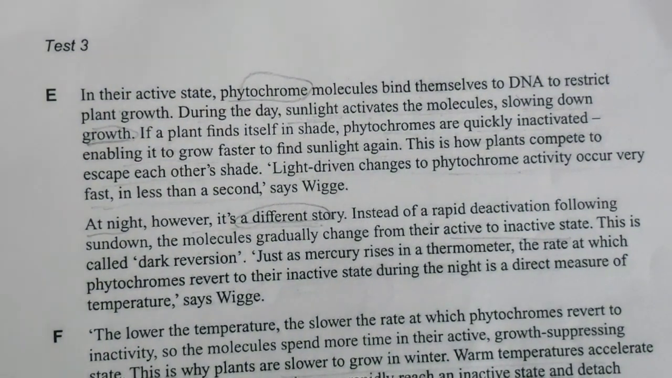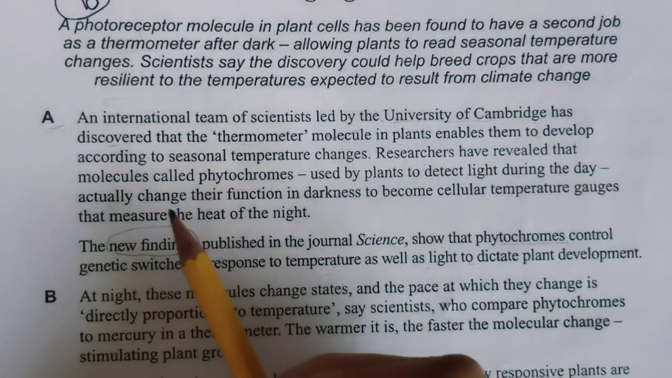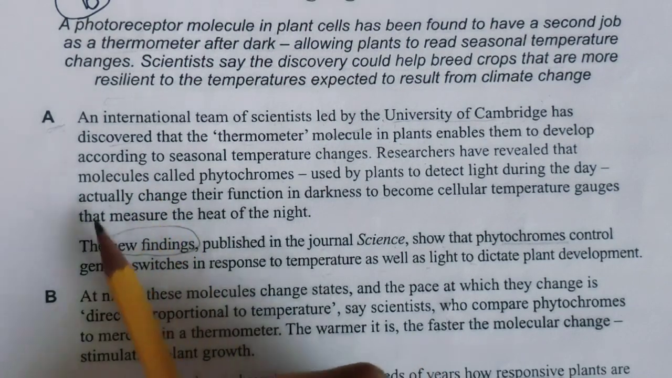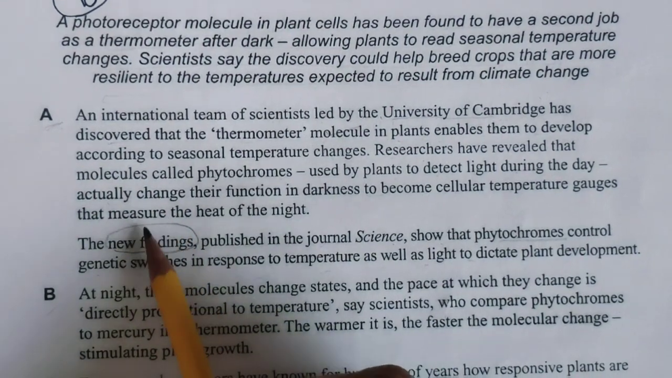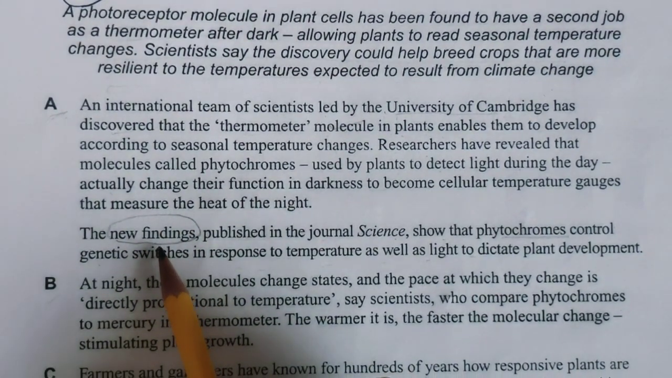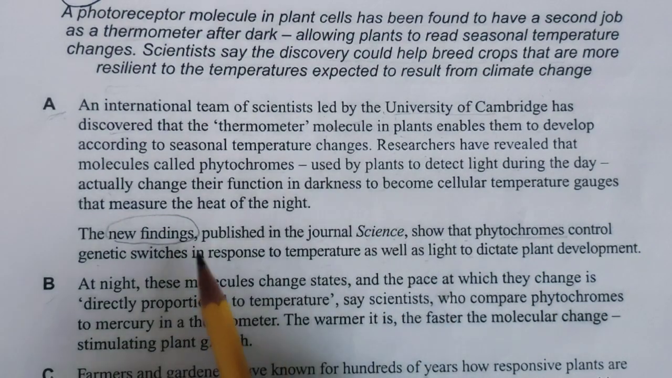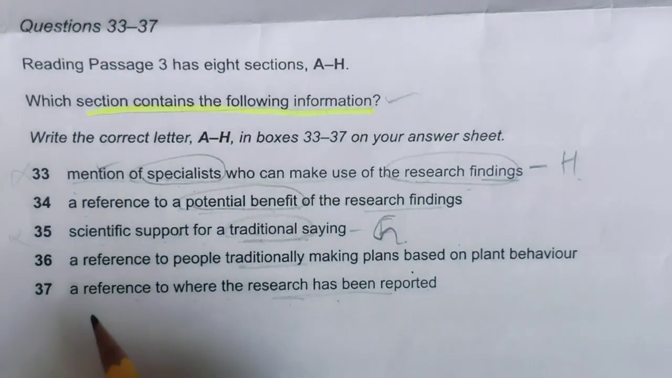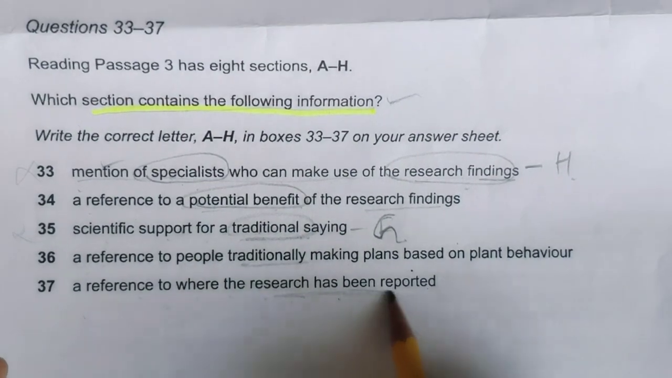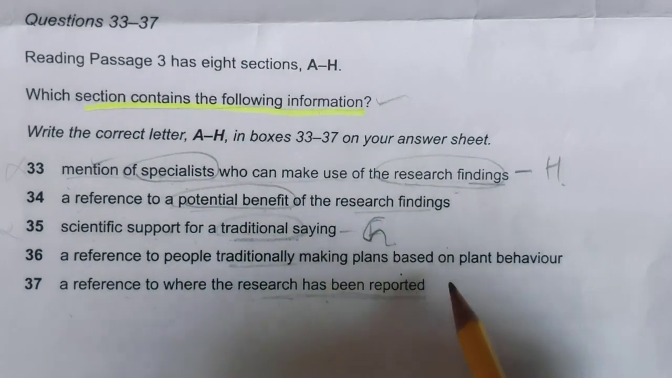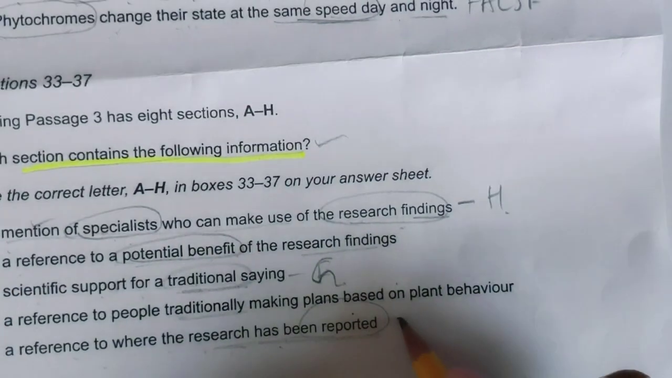So let's go to the back side. I will be reading it again, and you have to read it, but here you can find it. The word I have already circled. The new findings published in the journal Science showed that, so this line conveys the meaning of a reference to where research has been reported. Research has been reported here means published.